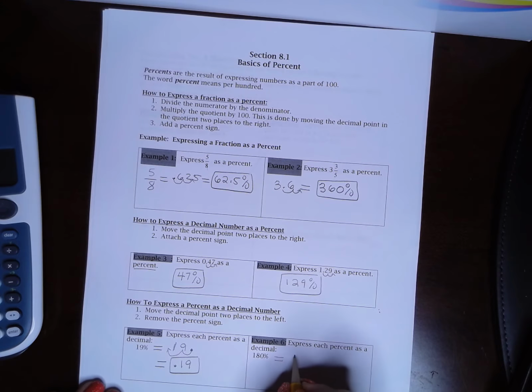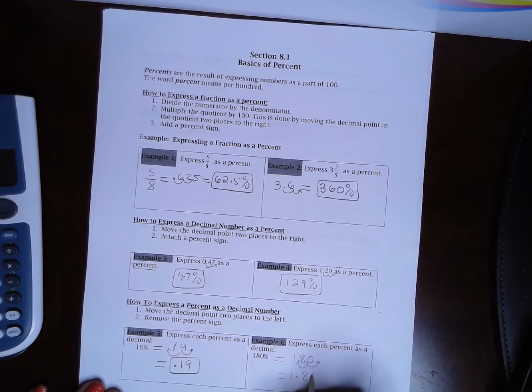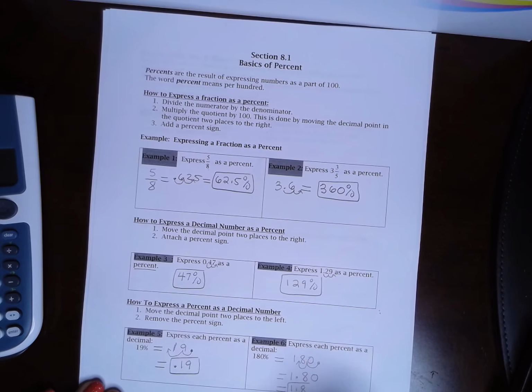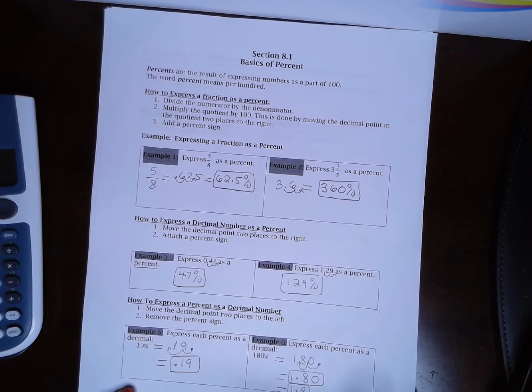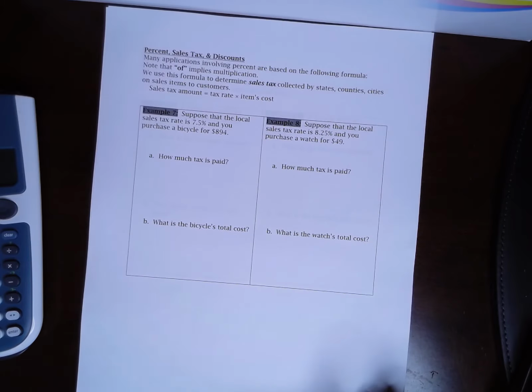So 180%. It has a decimal at the end. I drop the percent sign in order to turn this into a decimal. Move the decimal point over to the left, and you can answer 1.80, or you can also answer just 1.8. They are both correct, unless it states that they only want 1 decimal place or 2 decimal places. So make sure that you pay attention to the instructions on how they want the format of your final answer.